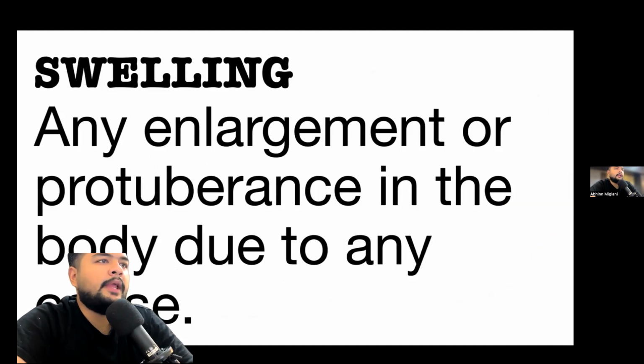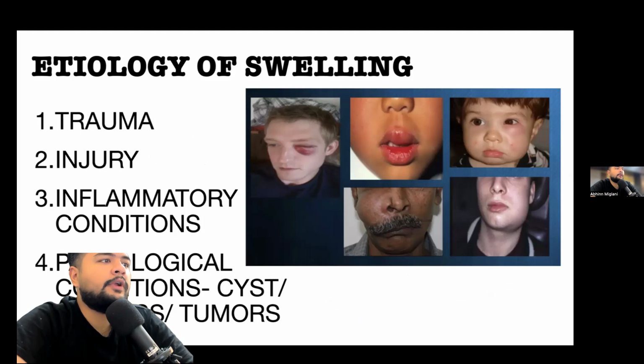So, what is a swelling? Any enlargement or protuberance in the body due to any cause. This cause can be of four different types, and accordingly we can divide a swelling into four different types: trauma, injury, inflammatory conditions, and pathological conditions like cyst, abscess, or tumor.